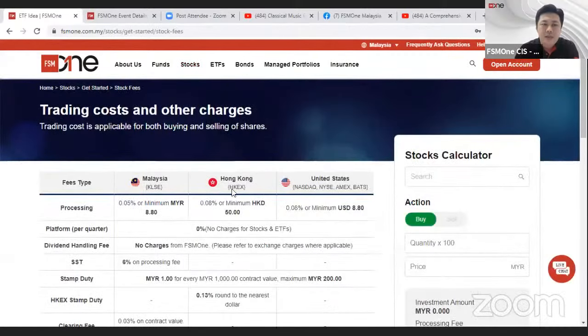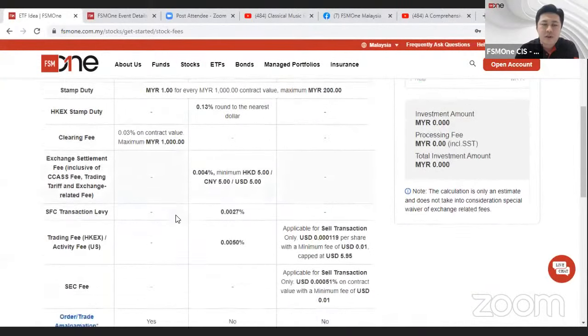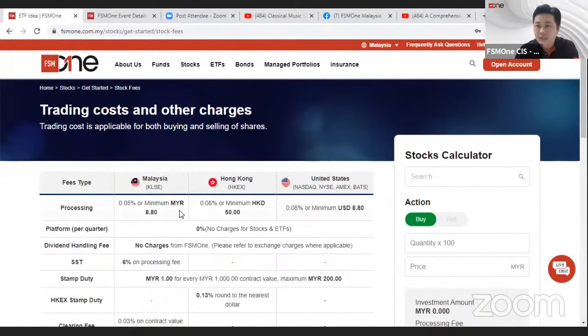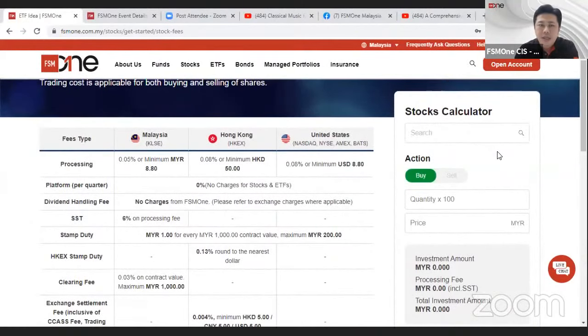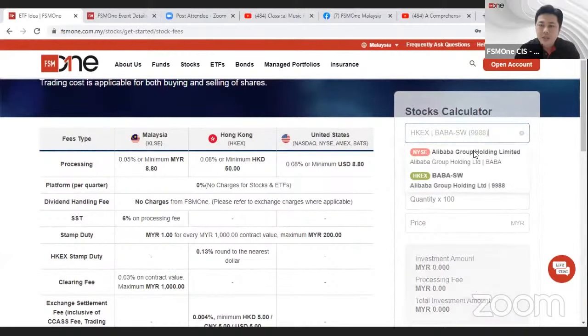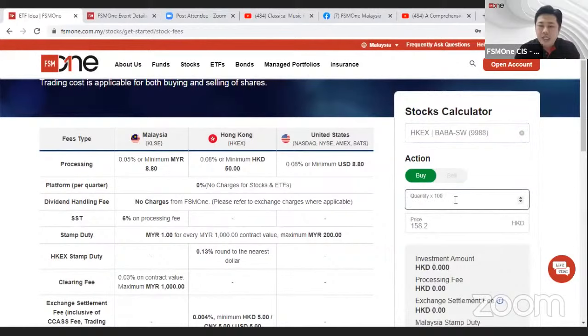Under this particular page, you are able to have a glance at all the fee charges that I shared with you just now. And this will be the stock calculator. Okay, for example, if I simulate a Hong Kong stock, for example, Alibaba, Hong Kong. If I key in the unit, automatically it will show me what a board lot is worth in how many units. So for this particular stock, it is 100 units per lot.